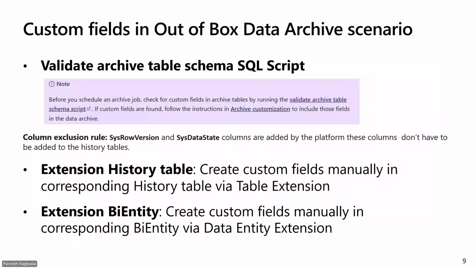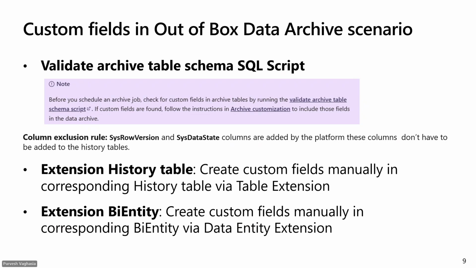So the very first step for you to add a custom field in the existing archiving scenario: first of all, look at the list of mapping that we posted and discussed in the previous slide, and you can go manually in Visual Studio and look at the new columns that you have added in your live tables, for example, sales line. You have added 4 columns. Make sure that these 4 columns are added into the history table. Now, you can do that 2 ways.